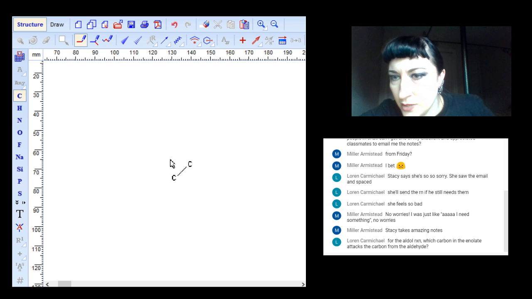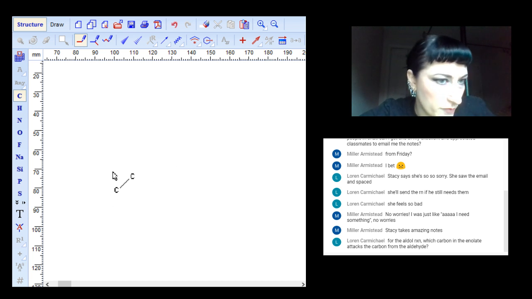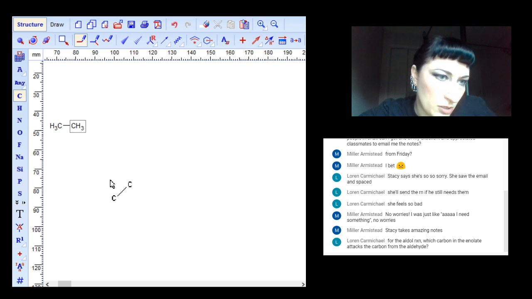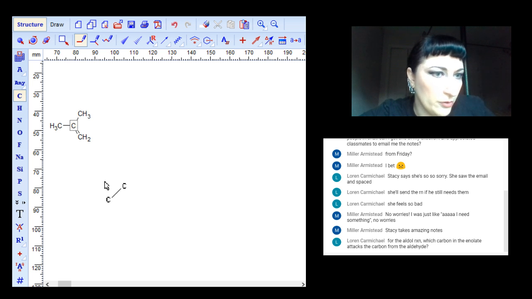In the aldol reaction, which carbon in the enolate attacks the carbon from the aldehyde? Good question. Okay, so let's draw an intermediate looking thing here for an enolate.